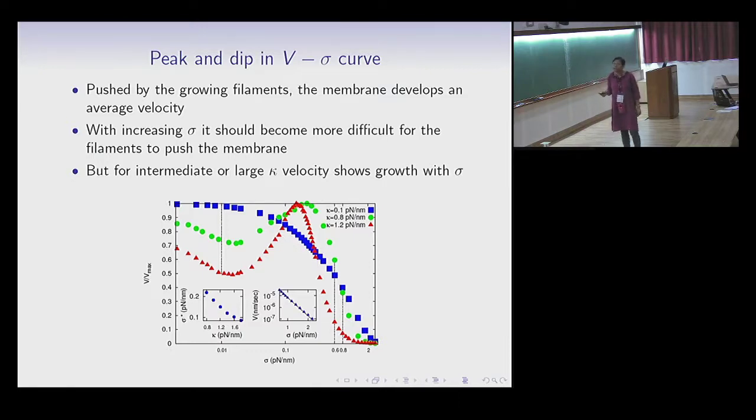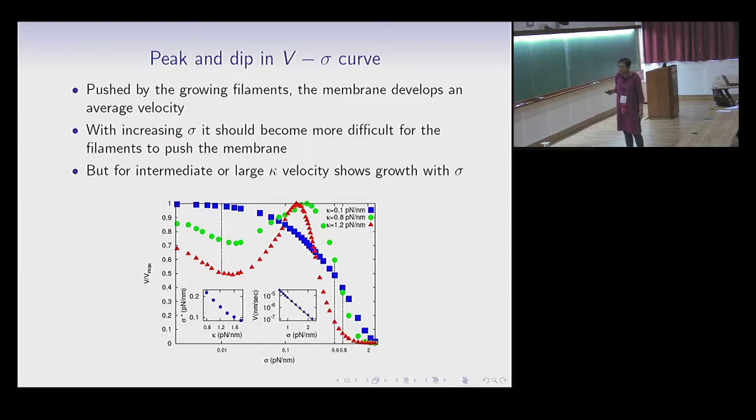But what we find is that when we plot V versus sigma, keeping kappa constant, if we keep kappa constant at a small value, for example the blue curve, then we find indeed the velocity decreases monotonically with sigma as expected. But when we fix kappa at an intermediate or large value, then the velocity first decreases, reaches a minimum, increases, reaches a peak, and then finally decreases again. So this behavior is counterintuitive. In particular, there is a range in sigma across which, when you increase sigma, the velocity is increasing more and more.